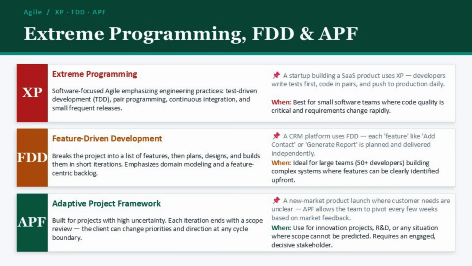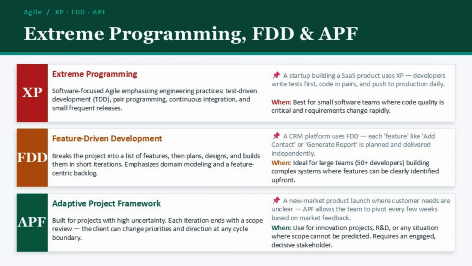Feature-driven development, or FDD, takes a different angle. Rather than working in time-boxed sprints, FDD organizes work around a master list of features. Each feature is small enough to deliver in 2 weeks or less. FDD works particularly well for large teams. We're talking 50 or more developers, where Scrum's small team model breaks down. A CRM system is a classic example. Add contact, generate report, email customer, each is a feature that can be independently planned and delivered.